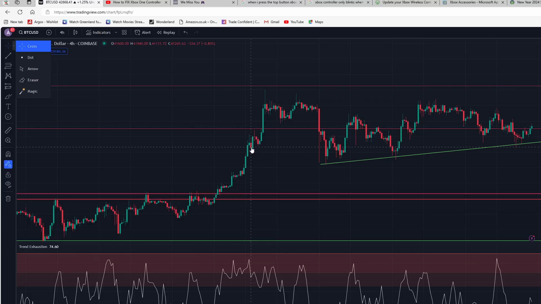So, at support, there would be some form of demand, and that's where pressure will be coming from buyers stepping in to see where they can hold the price. And resistance is where they normally look to sell, because in the past that area has been some form of a struggle.